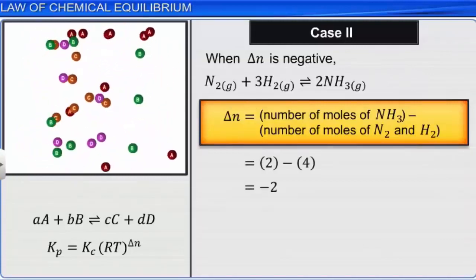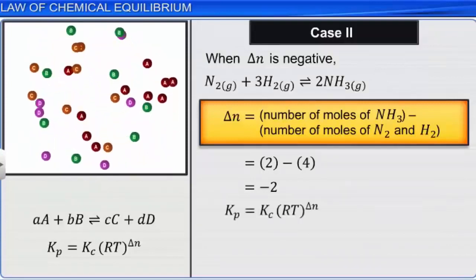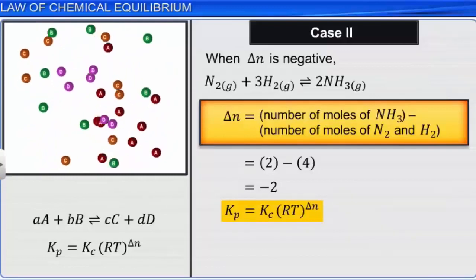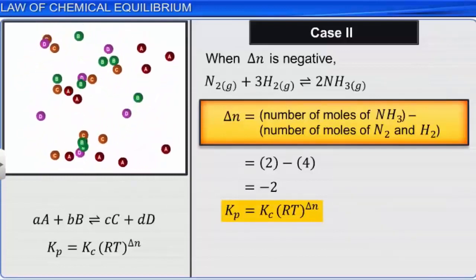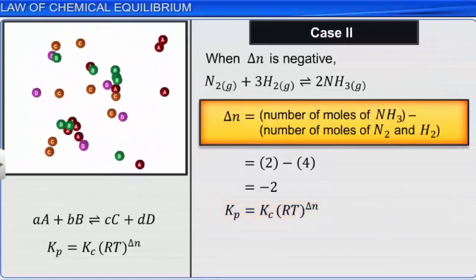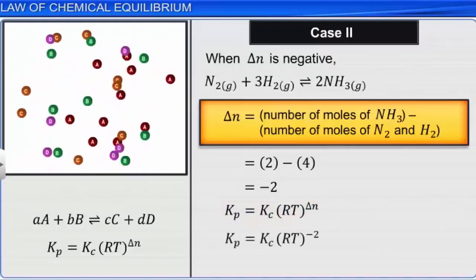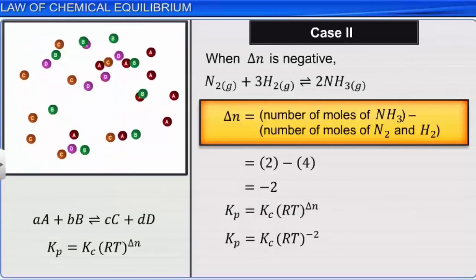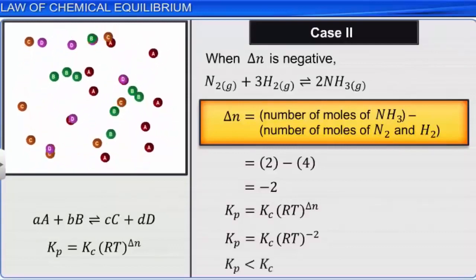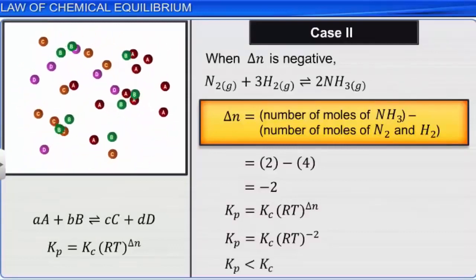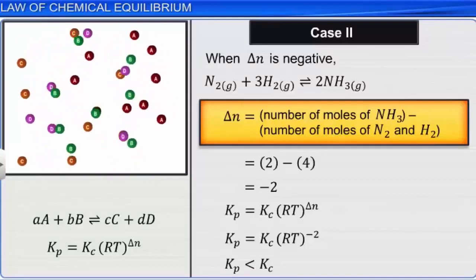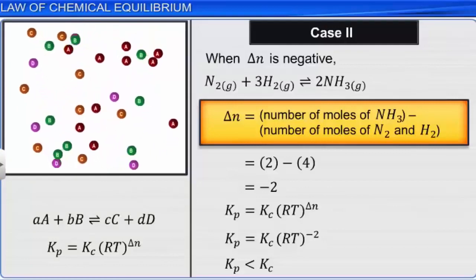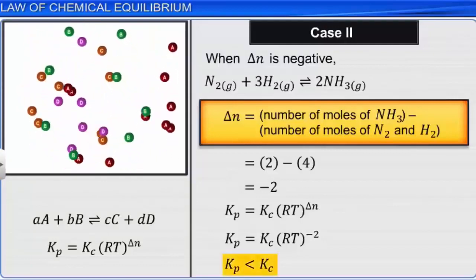Substituting the value of delta N in the equation, Kp is equal to Kc multiplied by the product of RT raised to the power of delta N. We get Kp is equal to Kc multiplied by the product of R and T raised to the power of minus 2. Therefore, for reactions in which delta N is negative, that is, where the number of moles of gaseous products is less than the number of moles of gaseous reactants, Kp is less than Kc.